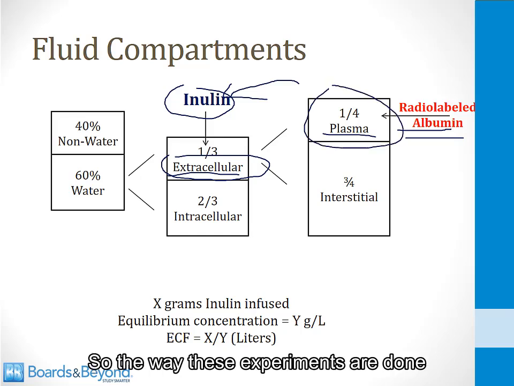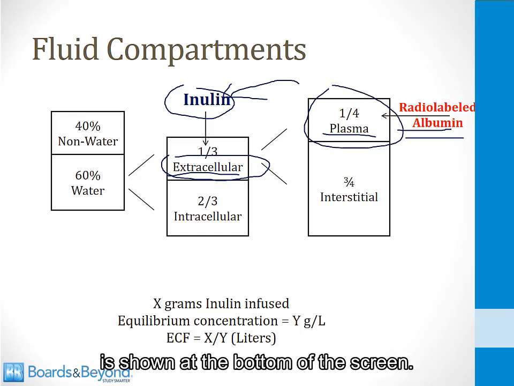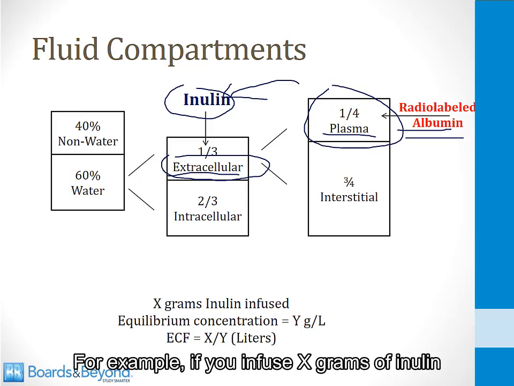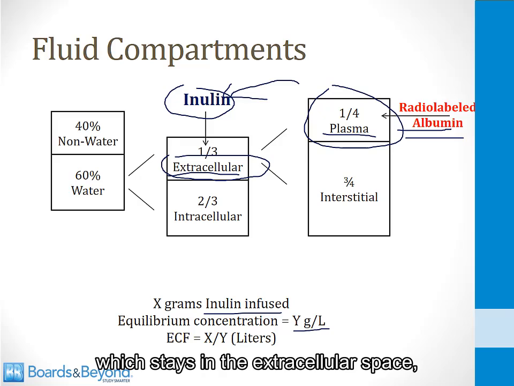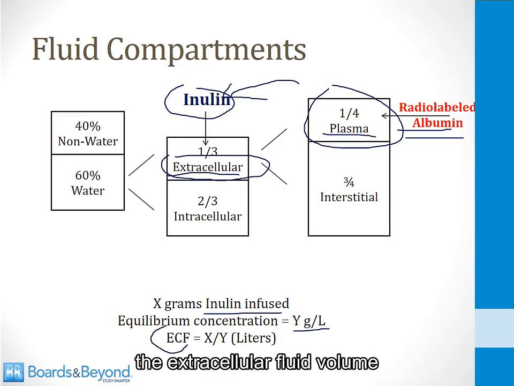The way these experiments are done is shown at the bottom of the screen. For example, if you infuse X grams of inulin into a research volunteer and the equilibrium concentration is Y grams per liter, then in the case of inulin, which stays in the extracellular space, the extracellular fluid volume will be X divided by Y liters.